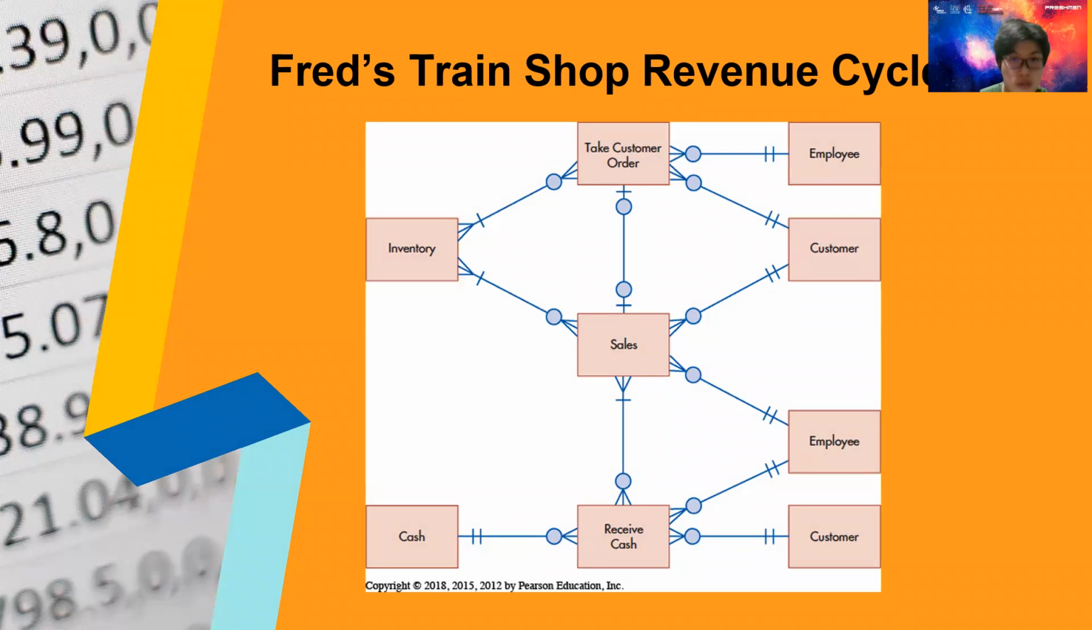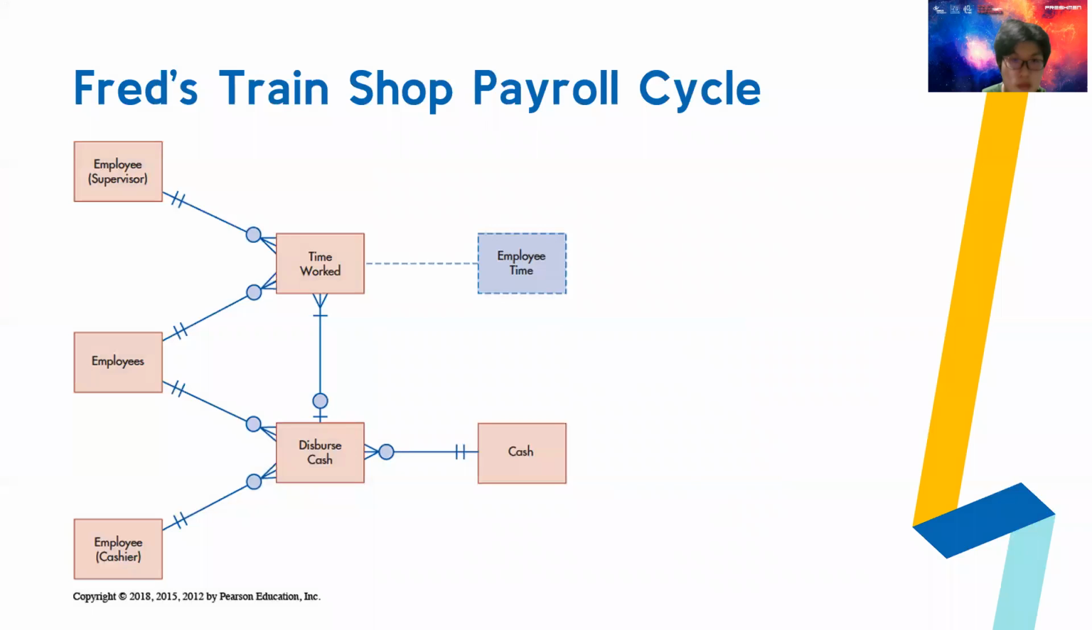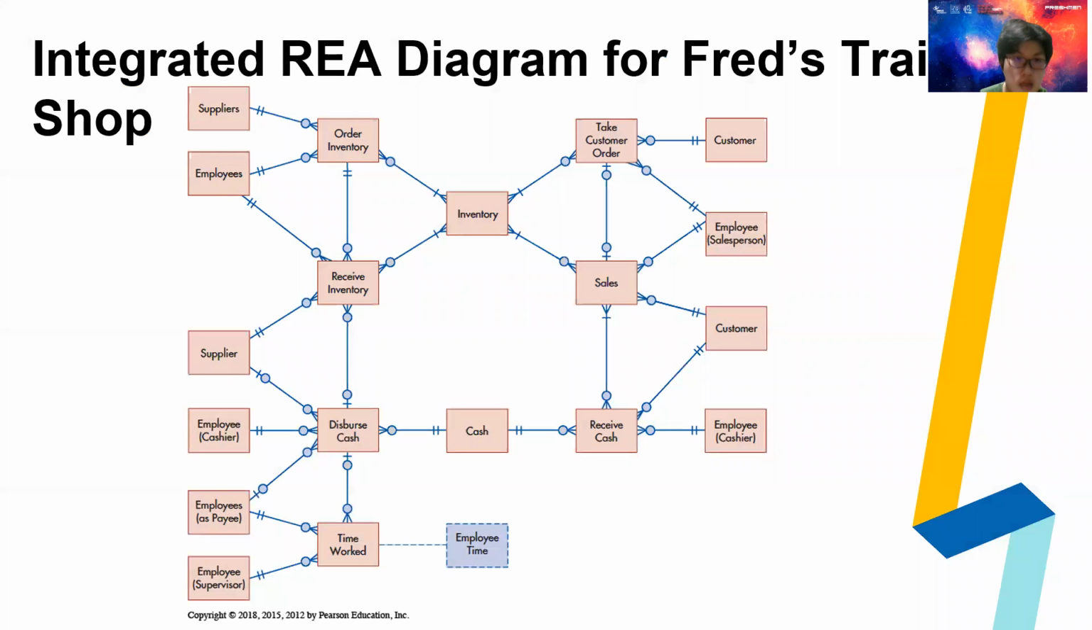Freight train shop revenue cycle. This is the diagram. Freight train shop expenditure cycle. This is the diagram. Freight train shop payroll cycle. This is a diagram. Integrated REA diagram for freight train shop. This is the diagram.